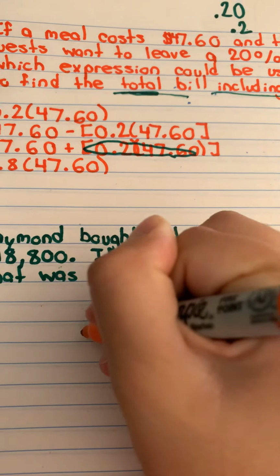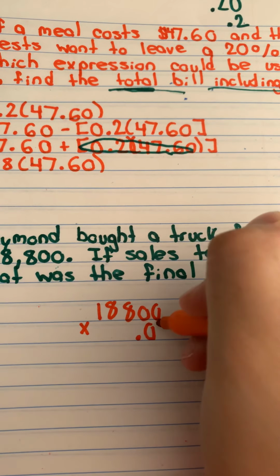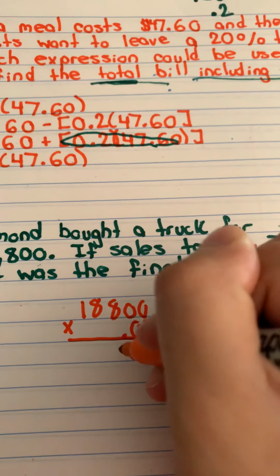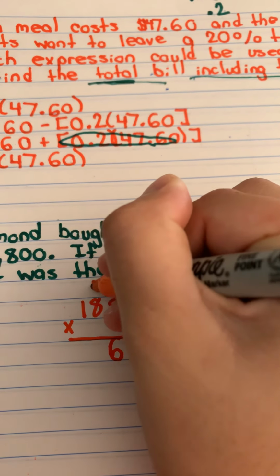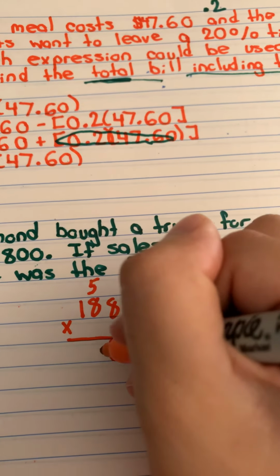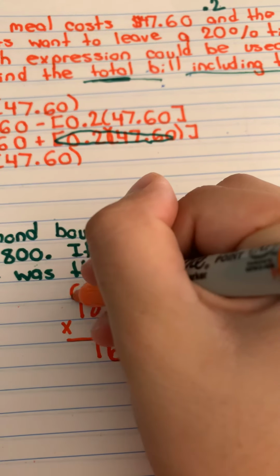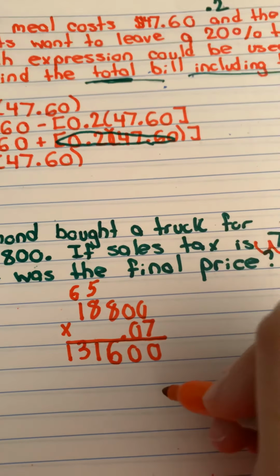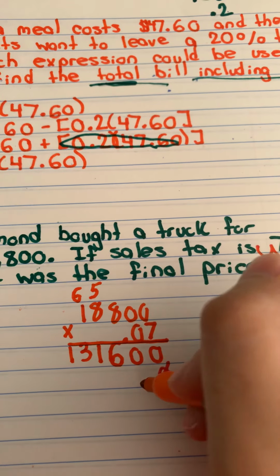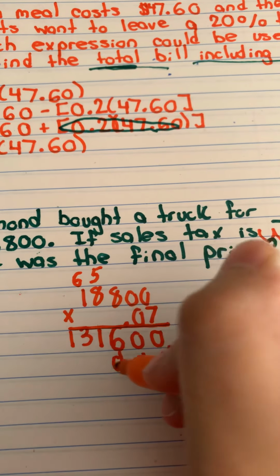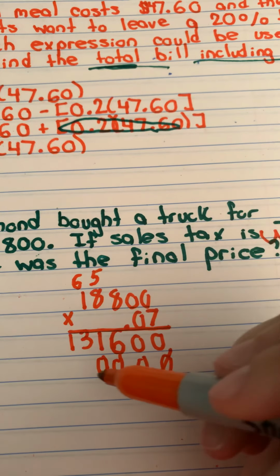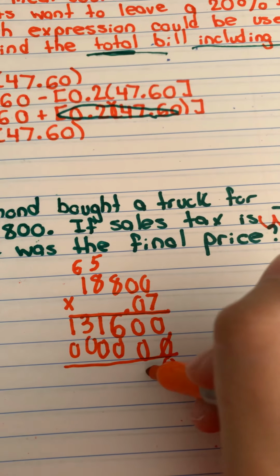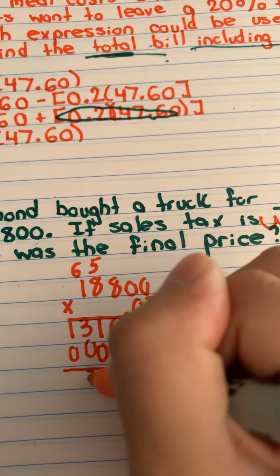So I'm going to do 18,800 times 0.07, because that's 7%. 7 times 0 is 0, 7 times 0 is 0, 7 times 8 is 56, put the 6, carry the 5. 7 times 8 is 56, plus 5 is 61, put the 1, carry the 6. 7 times 1 is 7, plus 6 is 13. Make sure you put the placeholder 0. 0 times 0 is 0, 0 times 0 is 0, 0 times 8 is 0, 0 times 8 is 0, 0 times 1 is 0. Add it all together. I have 0, 0, 6, 1, 3, 1.